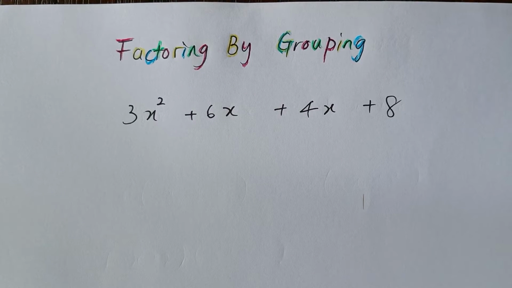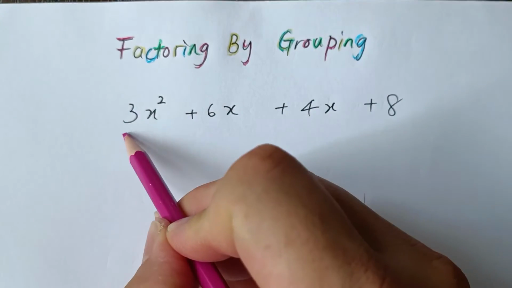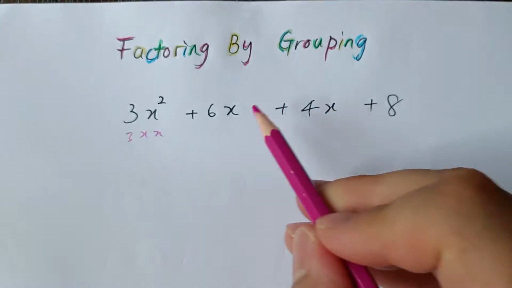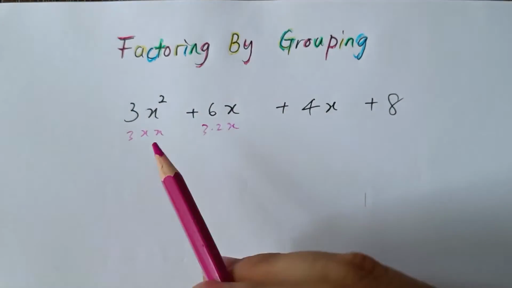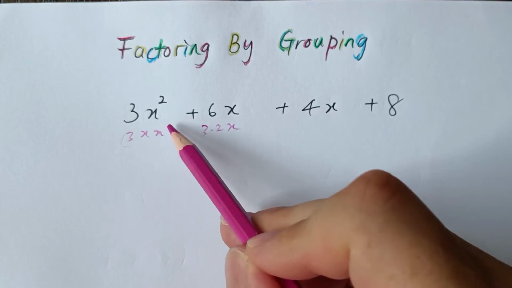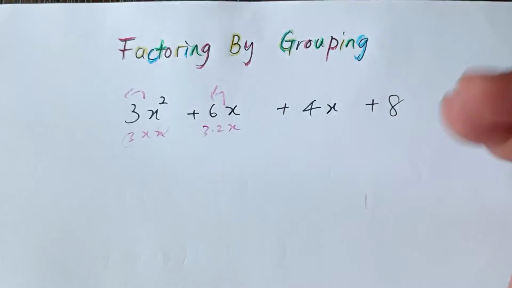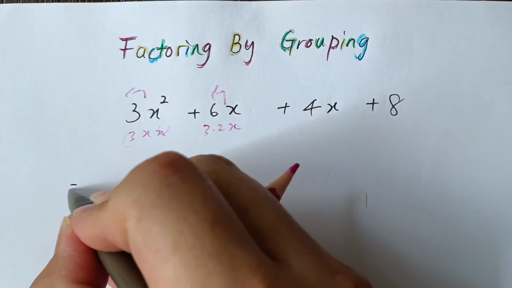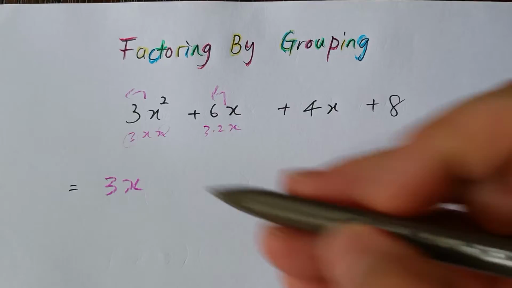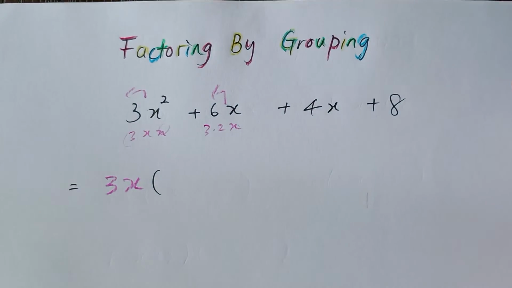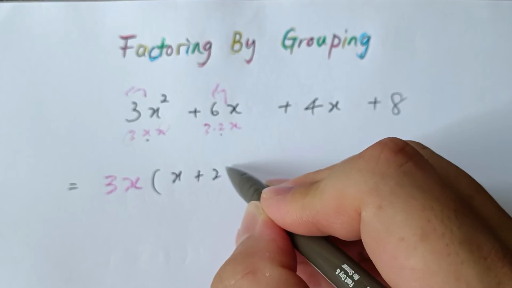Here I have shown you some examples. 3x squared means 3 times x times x. 6x also means 3 times 2 times x. So can you see the similar thing? There's a 3x and a 3x, so we can take out the 3x. If I take out the 3x, what is left behind is the x plus the 2.